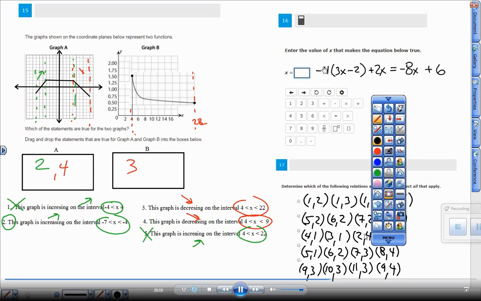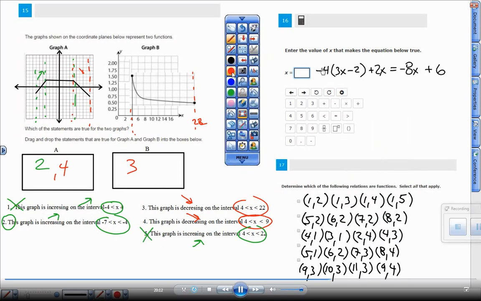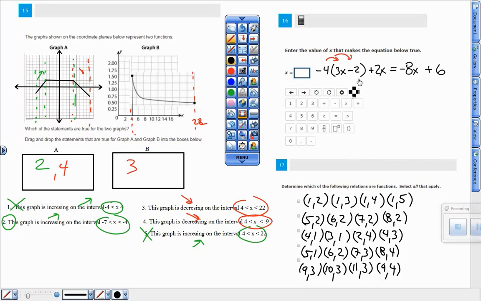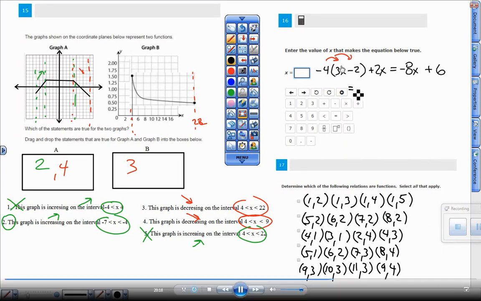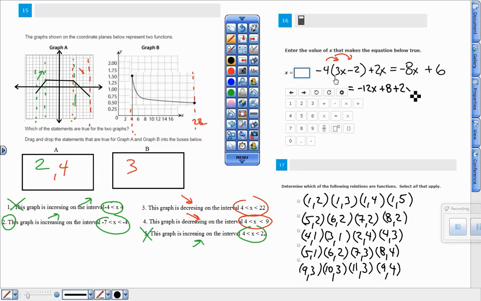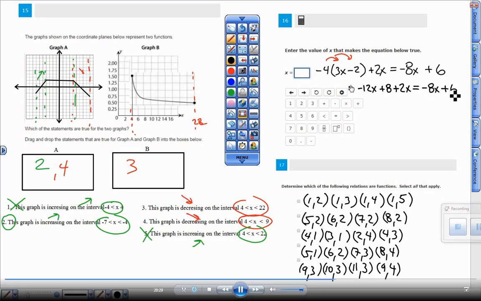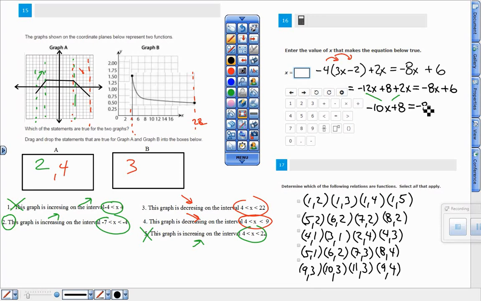All right, 16, complex equation. I'm going to have you distribute, combine like terms, solve variables both sides. -4 times 3x is -12x plus 2x equals -8x plus 6. Sorry about that extra equal right there. I would not write that. I'm going to combine these two terms, and again, erase that triple equal. -12x, 2x gives me -10x plus 8.